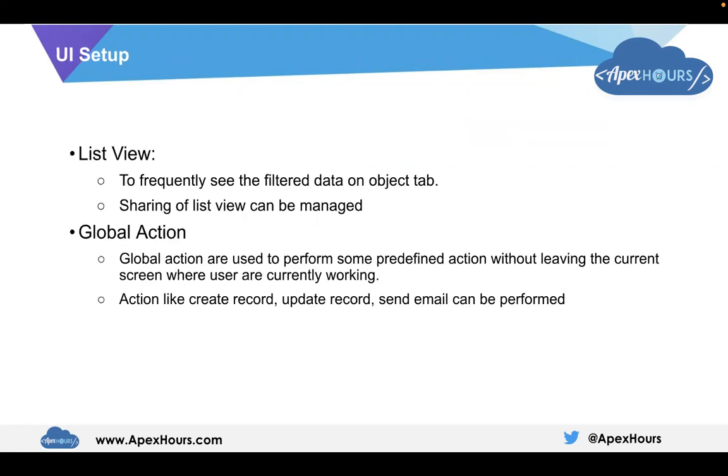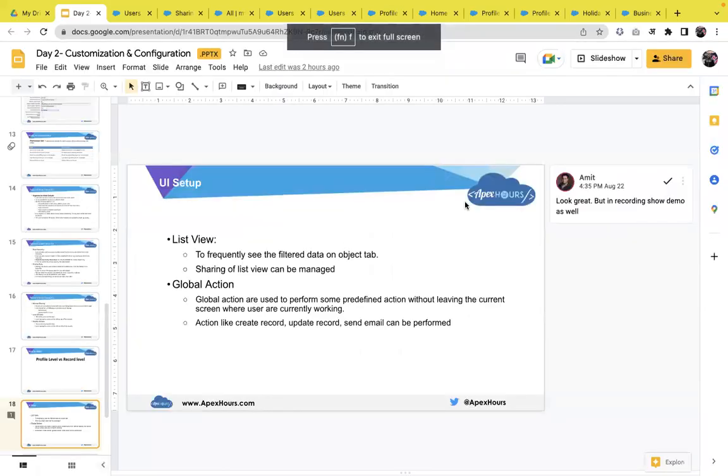Okay. Now next, in UI setup, there are two things which we will talk about here. So, list views: whenever we want to frequently see filtered data on a particular object tab, we create a list view there. And global actions are used to perform some predefined actions without leaving the current screen where the user is currently working. Users can create records, update records, send email, and so on. So let me show you how this works in Salesforce, how list views are useful, how we can create them, and how we can share a list view with other users.